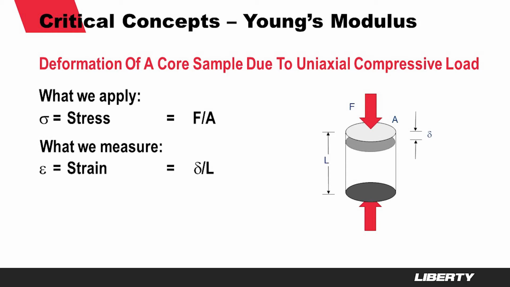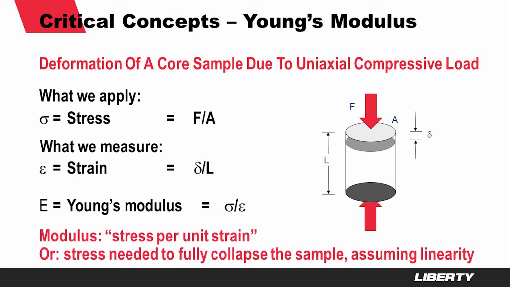The strain represents the relative shortening of the sample's length. It is a dimensionless unit. The Young's modulus represents the stress per unit strain, which is the ratio of these two parameters.